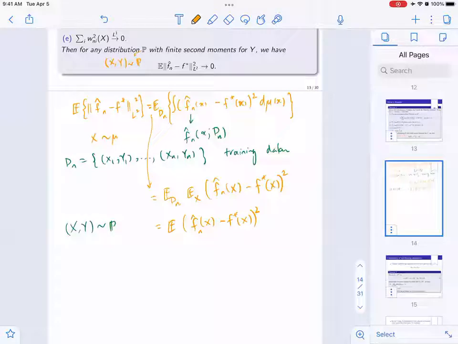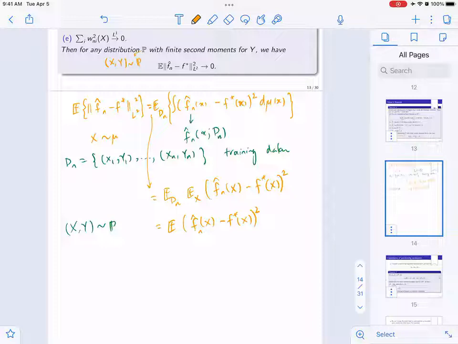Yeah. No, D_n is just training data. So the joint distribution in x and y is always p. If you want to think about this, the distribution of this is p to the n. It's like the product distribution.